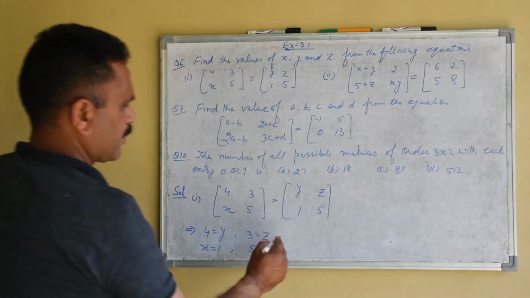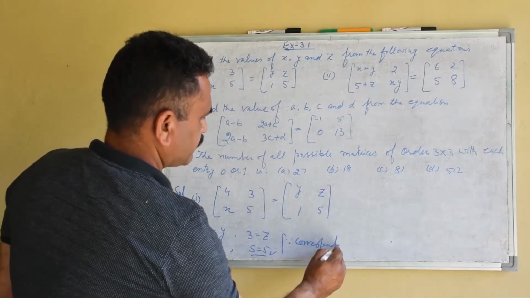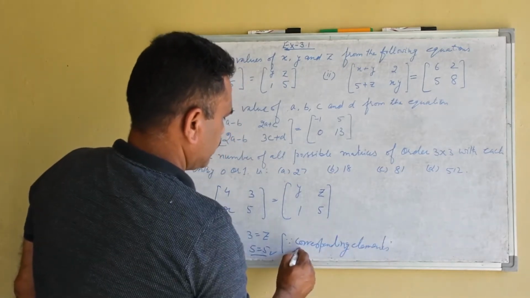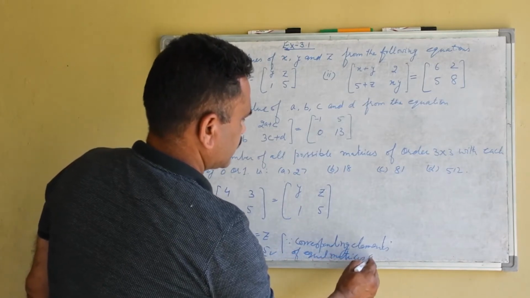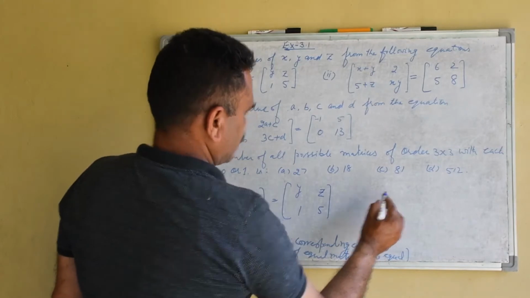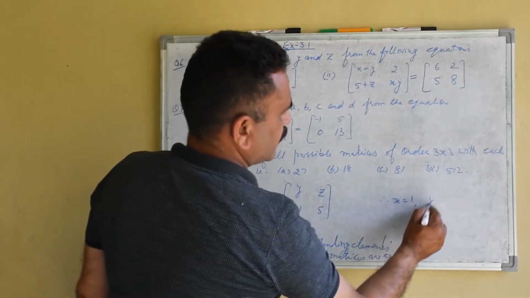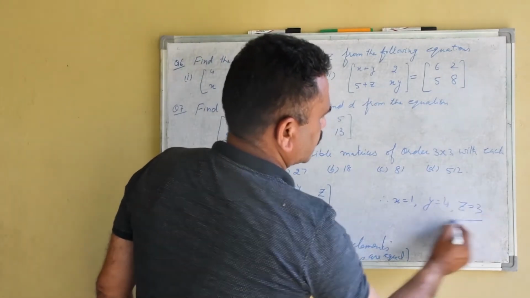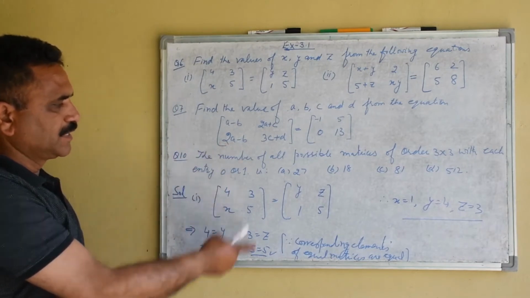It is true. Why? Because corresponding elements of equal matrices are equal. So therefore, what is the value of x? x is equal to 1. What is the value of y? y is equal to 4. What is the value of z? z is equal to 3. This was required from us. That is, x is equal to 1, y is equal to 4, z is equal to 3.